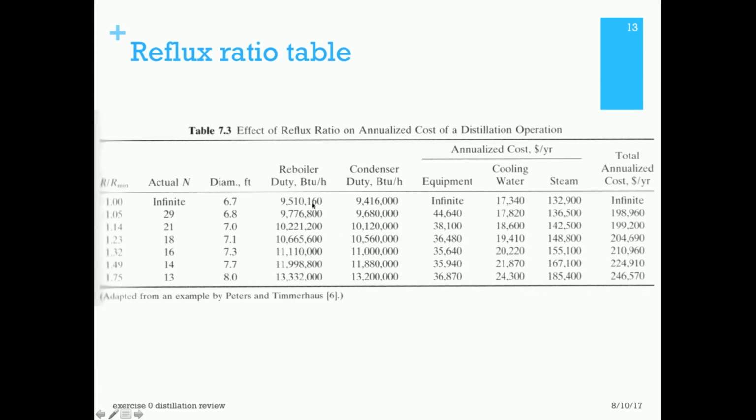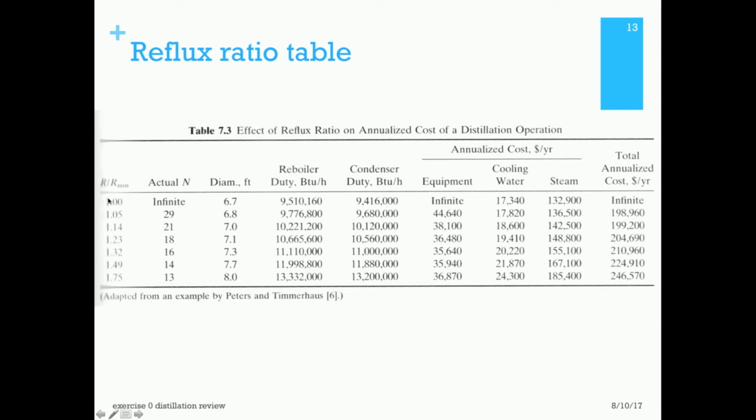You have an idea of what the reboiler duty and the condenser duty would be. We can calculate the cooling water cost and the steam costs. And then when we sum these together, that plus the equipment cost on a yearly basis, that'll show you what it costs to run this thing for a year.